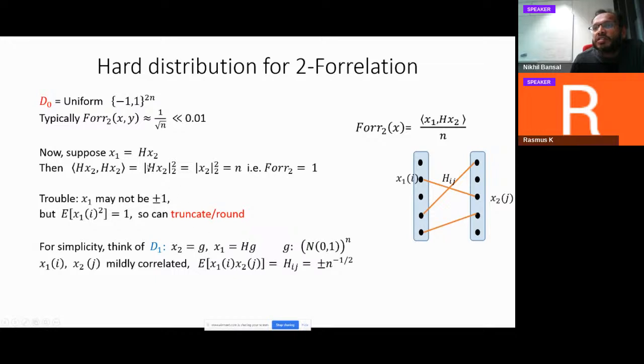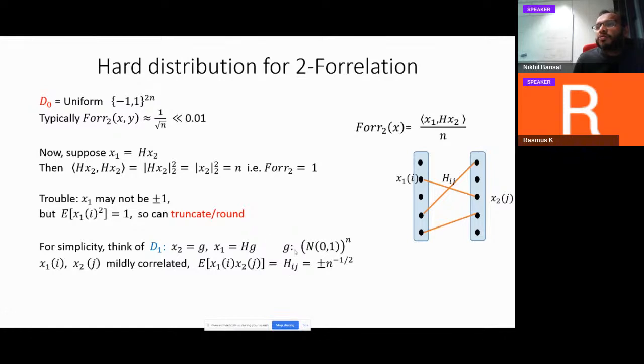So for simplicity, we'll just think of this distribution D1 in the following way. Instead of a +1 minus 1 vector, x2 will actually be a random Gaussian with variance 1. So the x2 part is a random normal 0, 1 vector in each coordinate, and x1 will be h times g, the Hadamard times this g. Notice that x1 and x2 now become mildly correlated. g is a completely random vector, but x1 is correlated with x2, and if I look at any two coordinates i and j, the correlation is about 1 over root n.